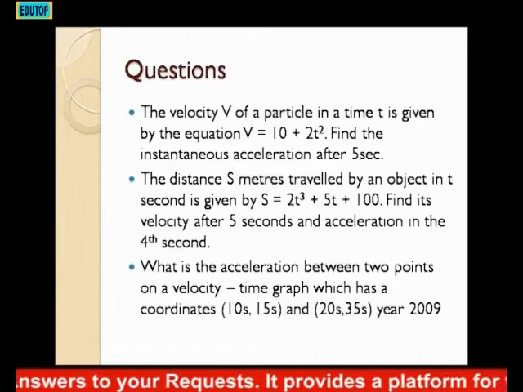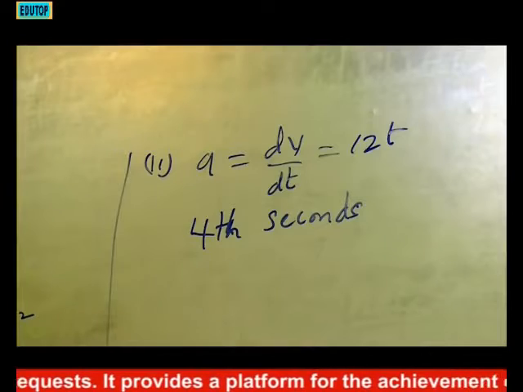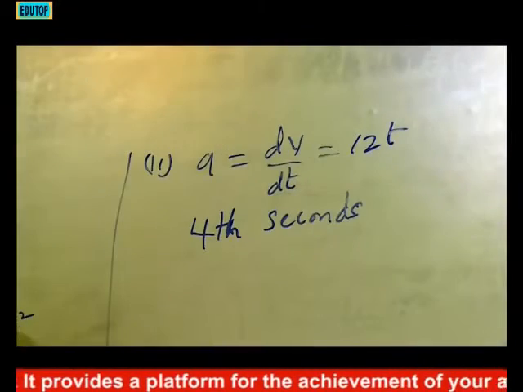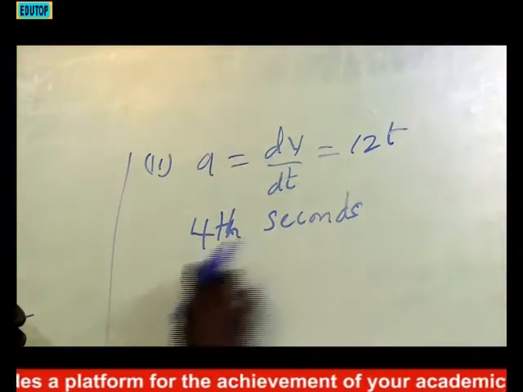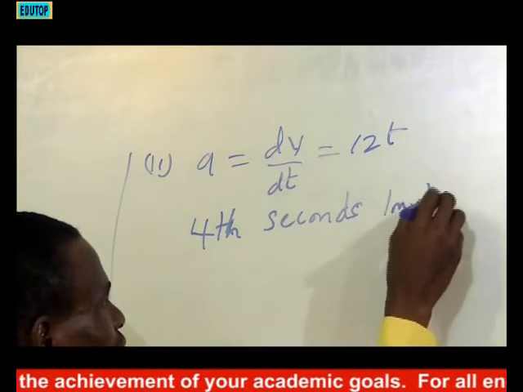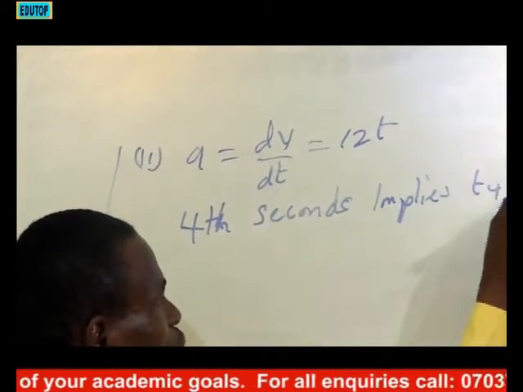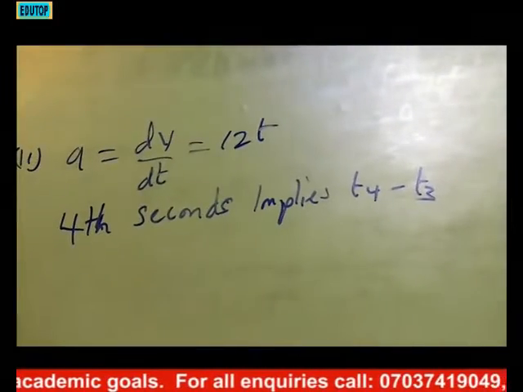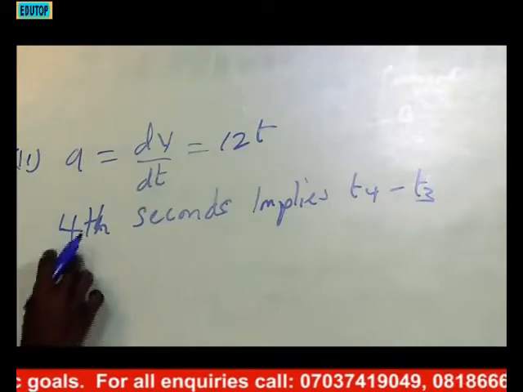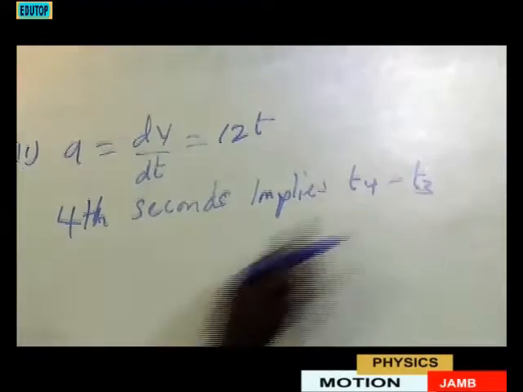Calculate the acceleration in the 4th second. You remember the one we did the other time, they said 3rd second. This is 4th second. It implies that it means T4 minus T what? T3. Don't just use 4 and go your way. You will miss it. T4 minus T3.